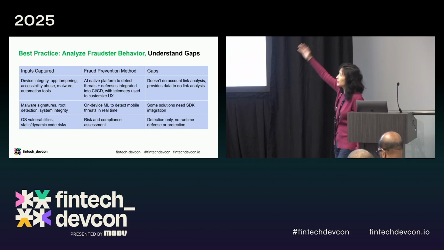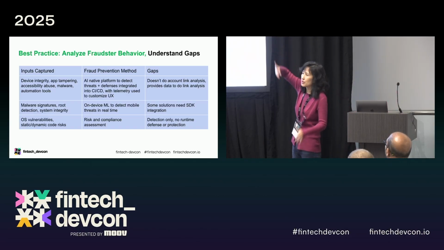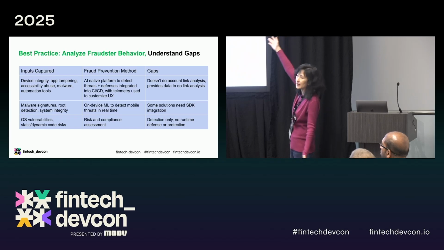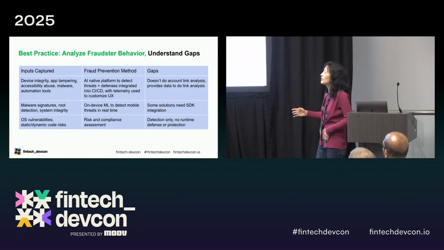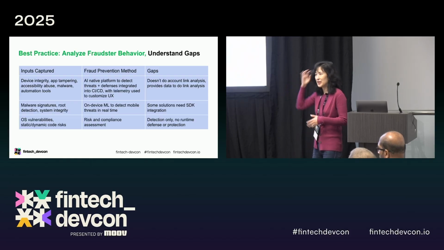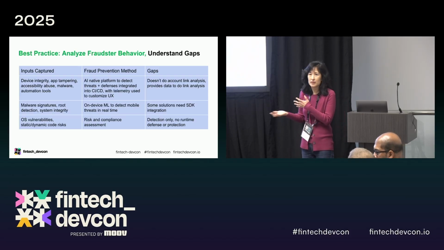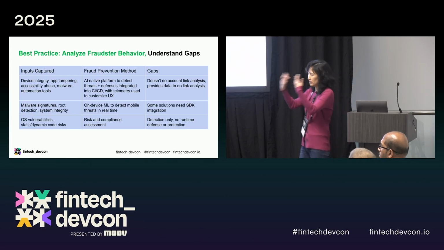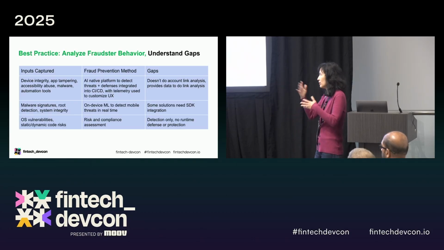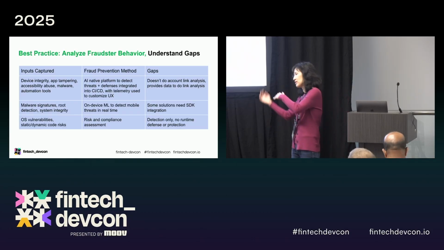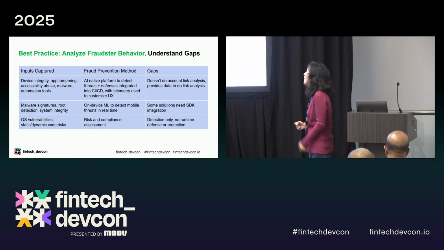And overall, in terms of the gaps, these solutions, because they're focused on the fraudster, they don't do the link analysis, the account link analysis. Some of the solutions that are SDK-based, and I talked to someone else yesterday about this, are more difficult to integrate. They are just harder to deal with. They have their own cycles. If the SDK is released, there's an update, then you have to update your app.